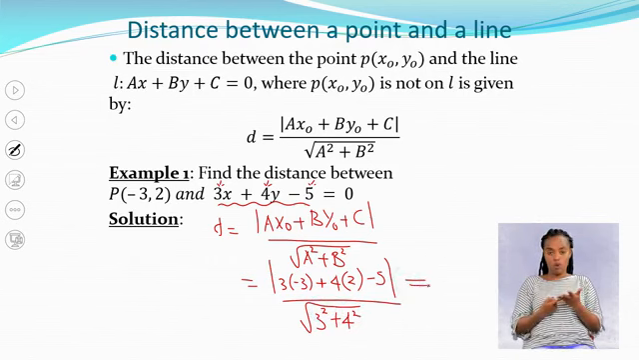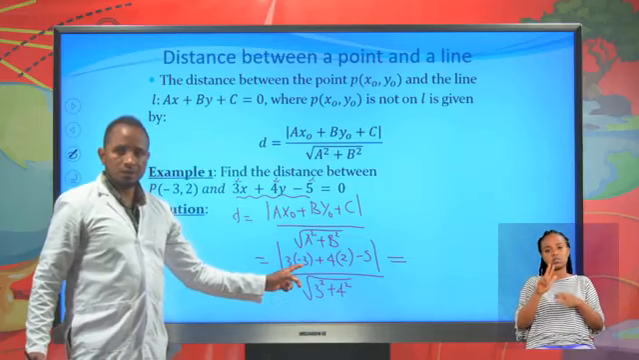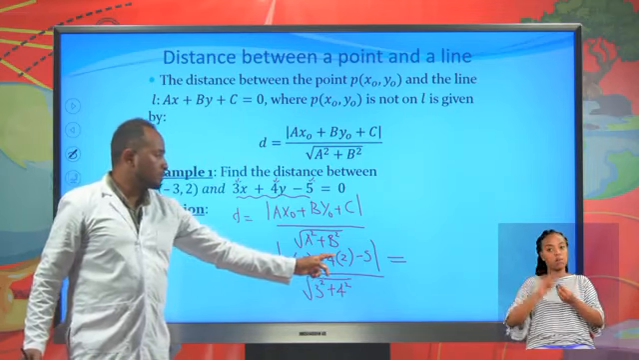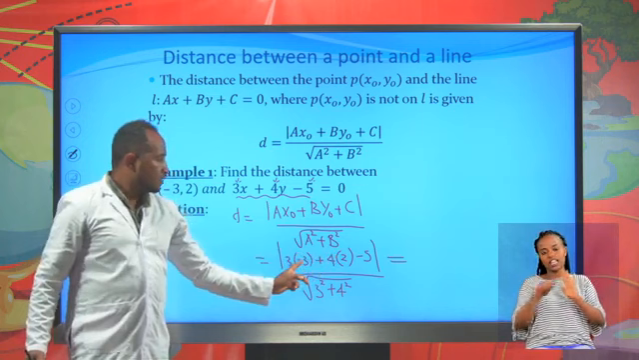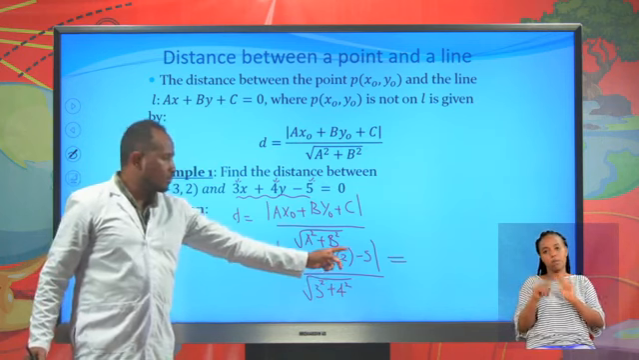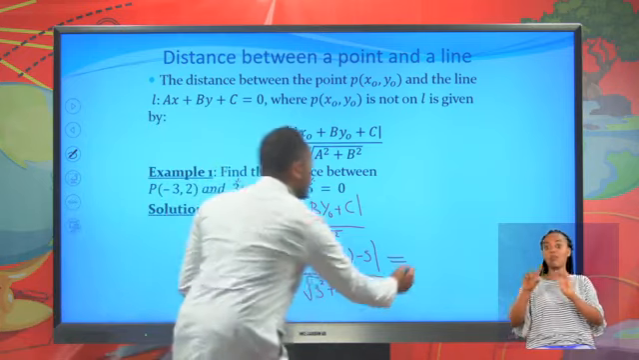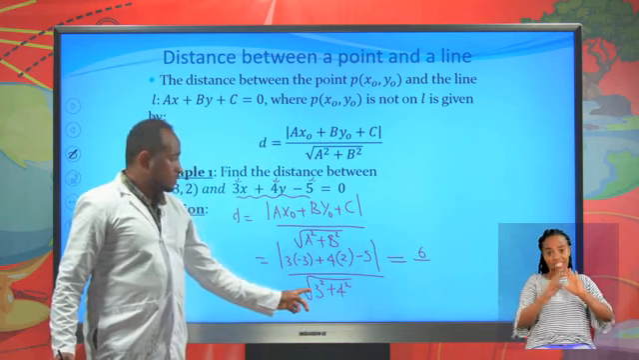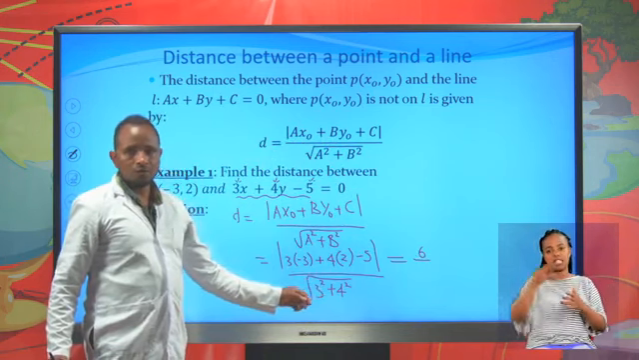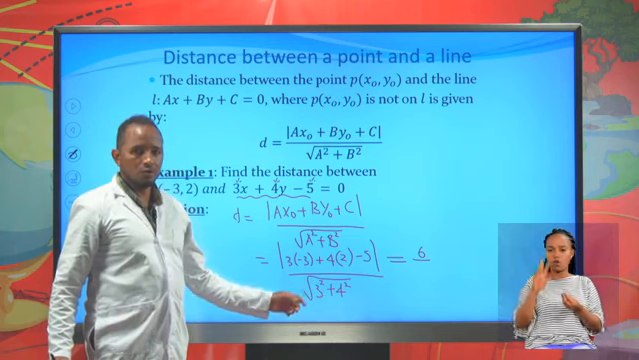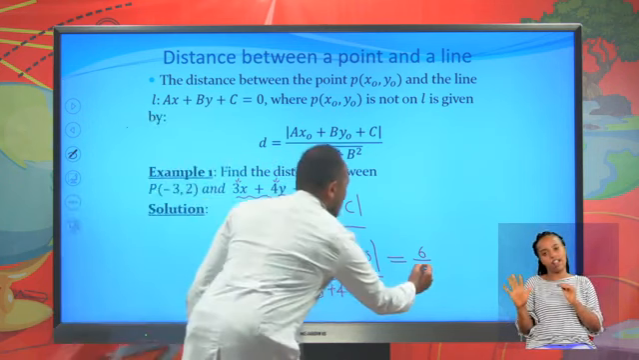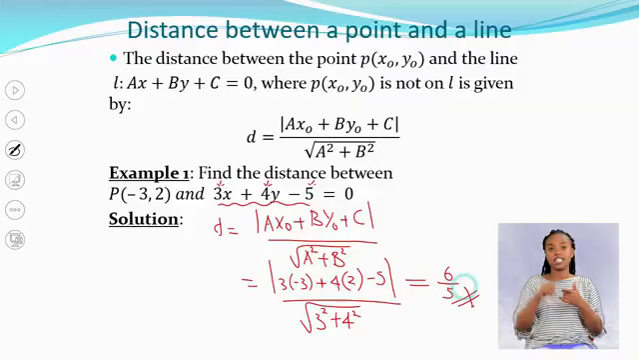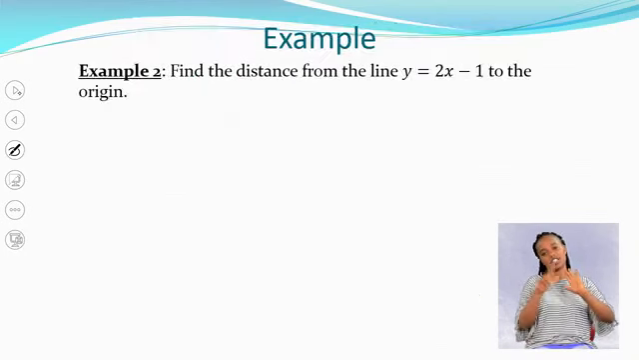So this gives you 3 times negative 3, negative 9, plus 4 times 2 is 8. Negative 9 plus 8 is minus 1, minus 5 gives minus 6. The absolute value of minus 6 is positive 6, divided by the square root of 3 squared plus 4 squared. 3 squared is 9, 4 squared is 16, 16 plus 9 is 25, and the square root of 25 is 5. Therefore, this is the distance between the line 3x + 4y - 5 = 0 and the point (-3, 2). Let's see another example.